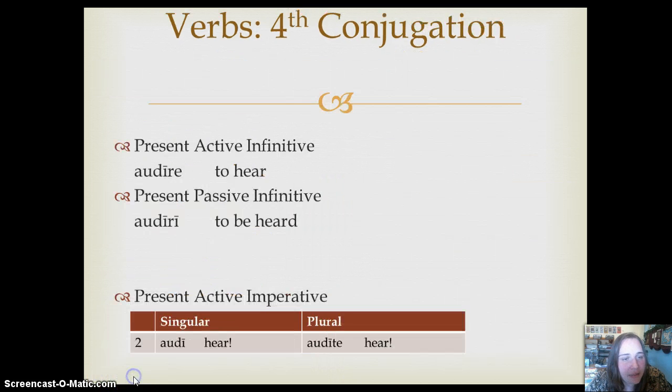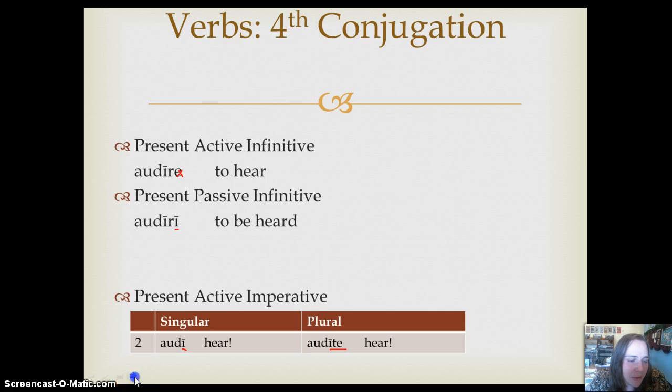Let's see. Like the first and second conjugations, when you get the present passive infinitive for a fourth conjugation verb, you replace the final E with an I, okay? And then the singular imperative is just an I. The plural imperative is an ITE.